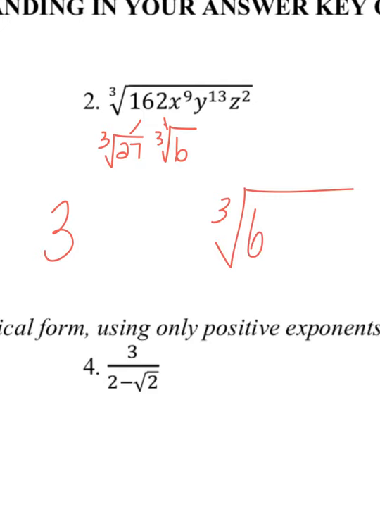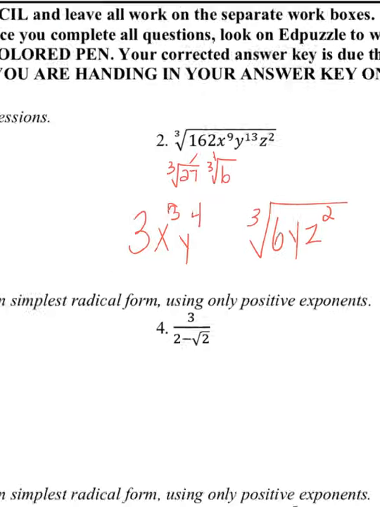And now 3 for the variables. 3 goes into 9 3 times with no remainder. 3 goes into 13 4 times with a remainder of 1. 3 does not go into 2 at all, so z squared stays inside here.